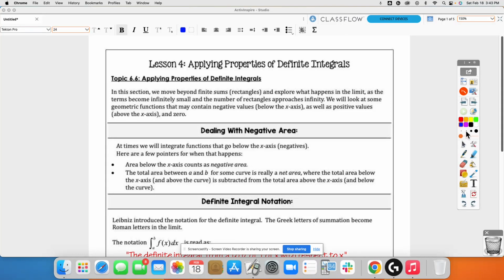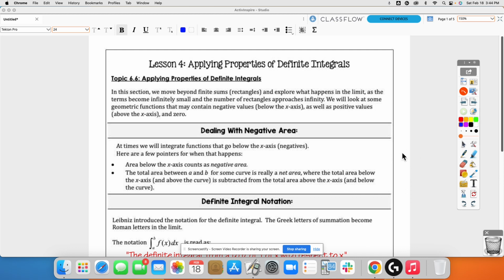In this section, we'll discuss the properties of definite integrals. We go beyond using rectangles to find finite sums, meaning we used Riemann sums earlier in Unit 6, but this time we'll look at what happens in the limit as the terms become infinitely small and the number of rectangles approaches infinity. And we said that this is the same as the actual area under the curve.